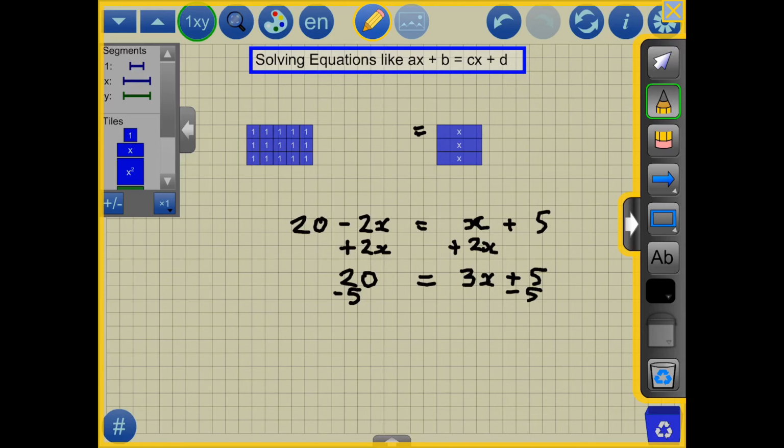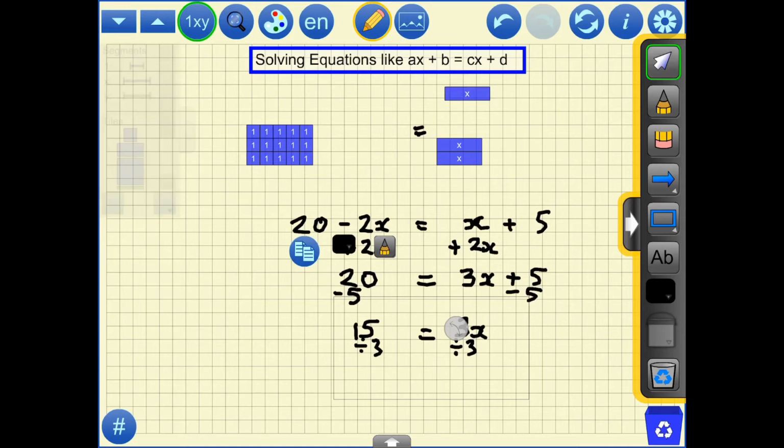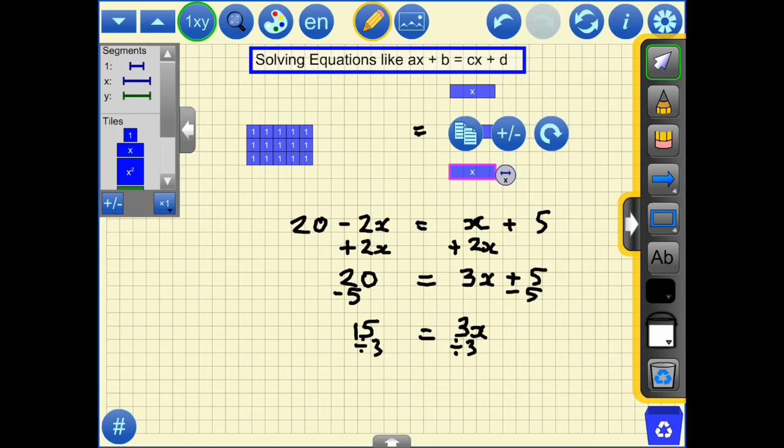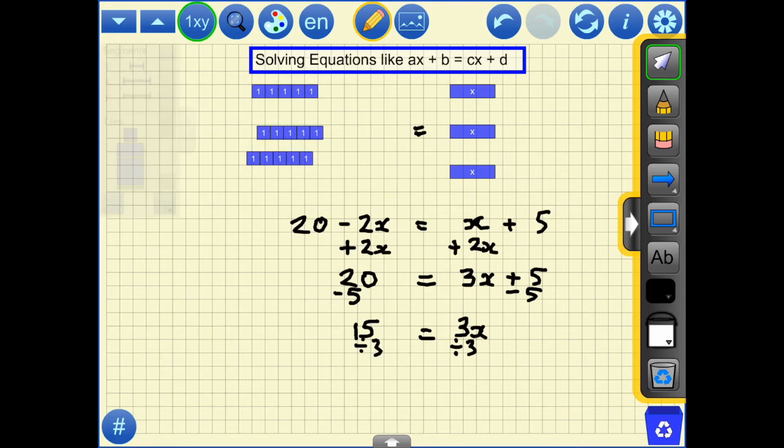Looking at what we have left, we can see that on the left side we have 15, and on the right side we just have 3x. To get just one x, what I need to do now is divide both sides by 3. Let's see what that looks like visually. I'm going to take my 3x and split it into 3 equal parts. And I'm going to do the same with my 15. I'm going to split my 15 into 3 equal parts.